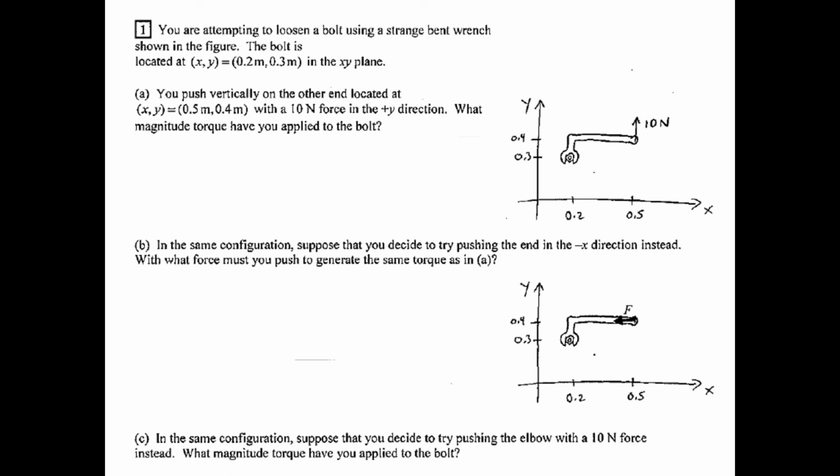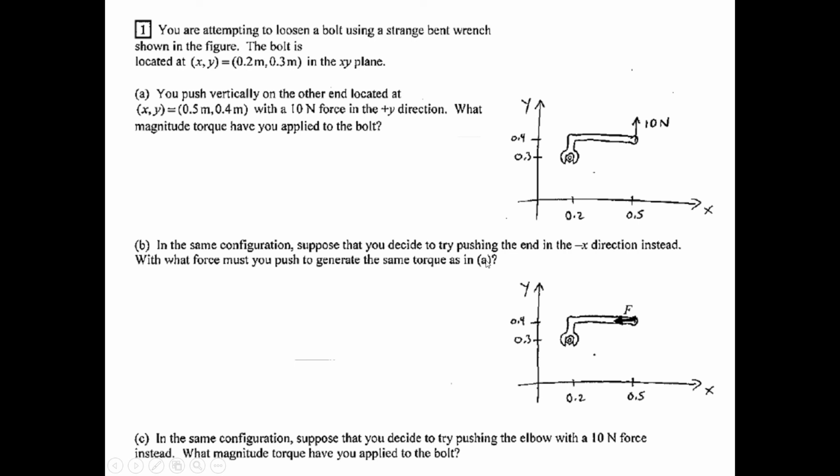Okay, so let's continue with the theme of wrench problems. I've got a funky looking wrench here just to beg the question of how to deal with torques. We've got a strange bent wrench and we're trying to loosen a bolt. The bolt is located at coordinates in the xy plane 0.2 and 0.3. And in the first case, A, we're pushing vertically on the edge of the wrench. And what magnitude torque are we applying to the bolt? That's the question.